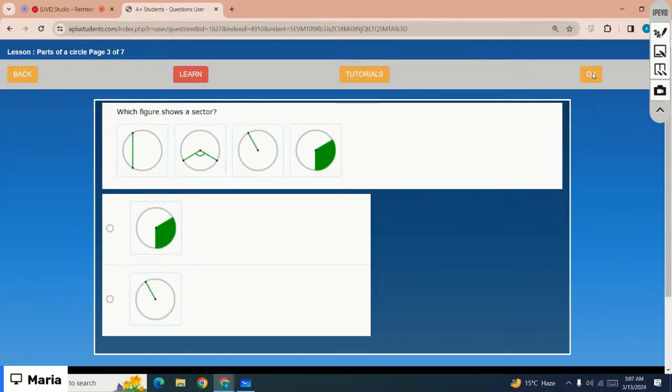Okay, the next one is which one shows a sector? Which is the correct option? One or two? Option number one is the correct option. That is a sector on a circle. The correct option is option number one.